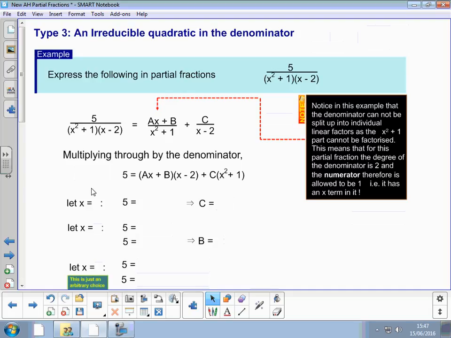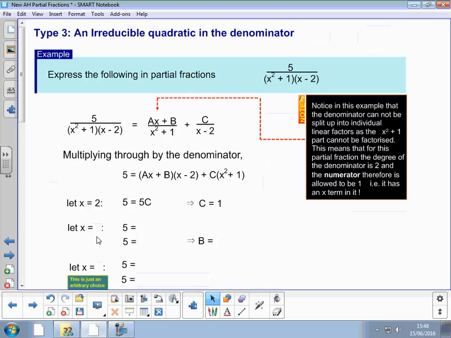And then the steps taken, as before, are just to try and find suitable values to replace x with, which will allow some of the letters to disappear. So the most obvious suggestion to begin with would be to replace x with a 2, so that this term here becomes 0, which will get rid of the a term and the b term. So when we multiply through, these bits disappear, just leaving us with 2 squared plus 1, which gives us 5c, leading to c equals 1.